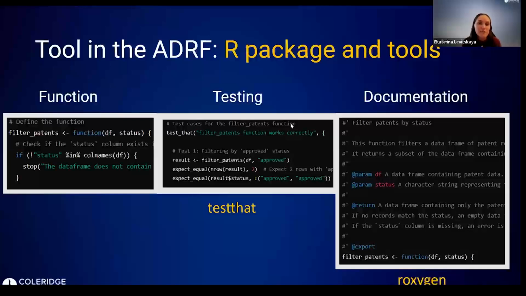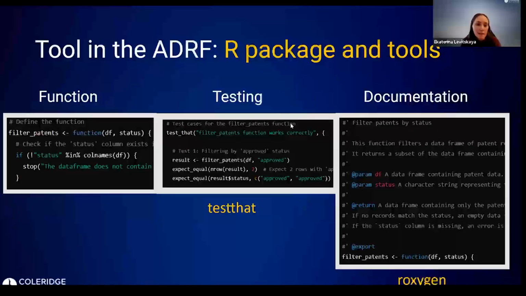And so, for example, if we had a function which was filtering, say, a pattern data set for an analytical project, we could then use the testthat package in R. So we can implement an automated test to make sure our function works as expected.